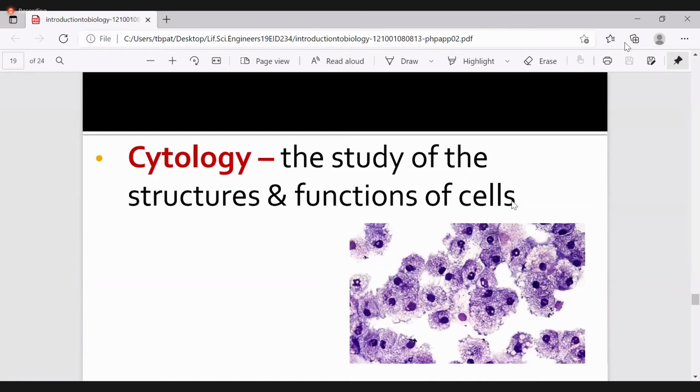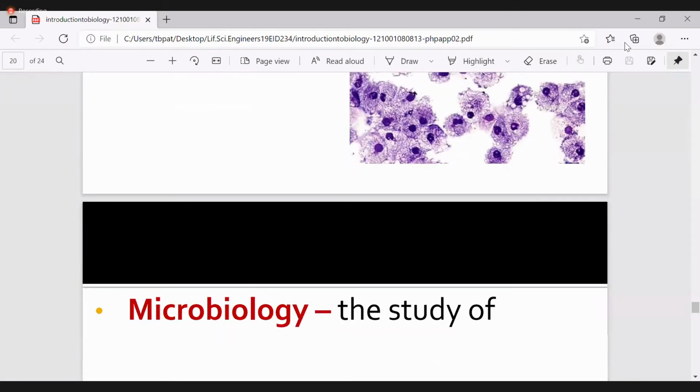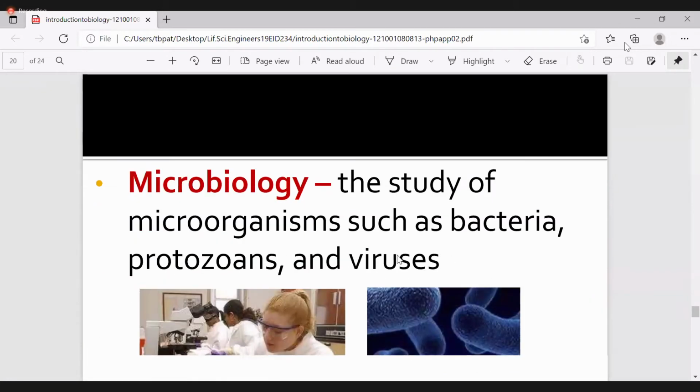Cytology. This is the study of the structure and function of the cells. The cell is the major unit from which any cohesive structure of the body is generated. The study of the cell, its structure and its functions is called cytology.